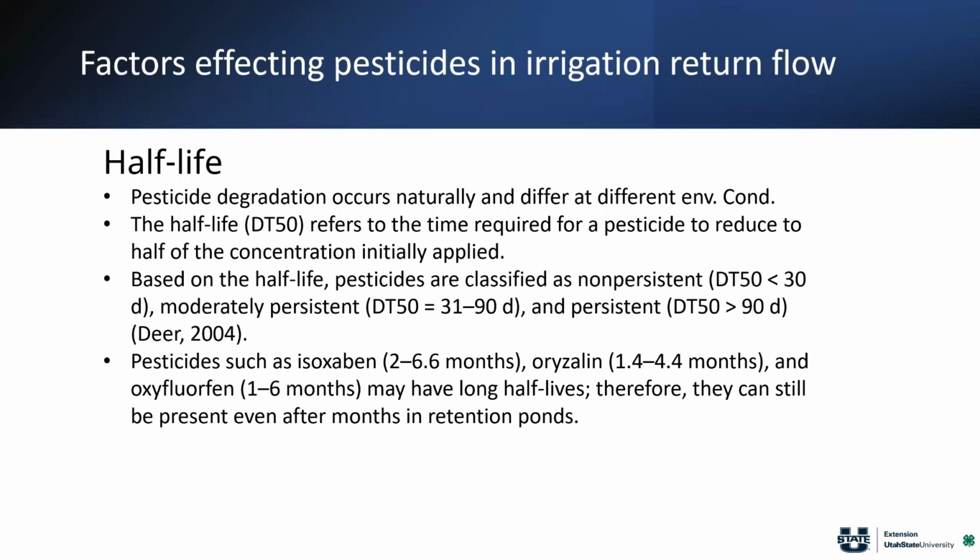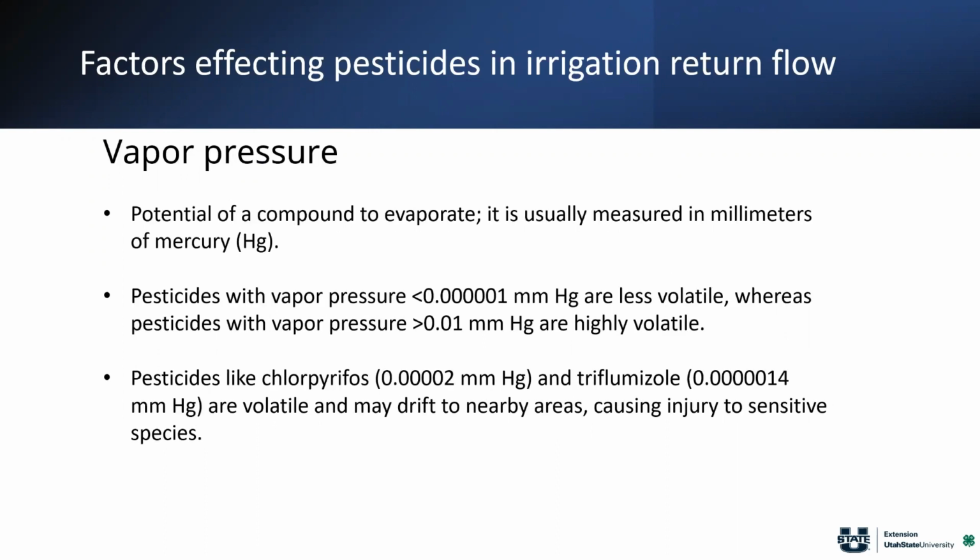Pesticides such as isoxaben have a half-life of 2 to 6.6 months. Again, its degradation and half-life differs depending on the climate. Oryzalin is 1.4 to 4.4 months, and oxyfluorfen is 1 to 6 months. They may have a long half-life. Therefore, these pesticides can still be present even after months in the retention pond. So we need to consider this. Any pesticide that has a lower half-life, you might be okay with using that retention water maybe after a few days of collecting it.